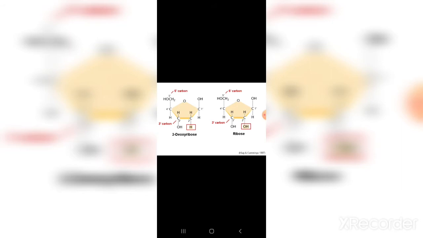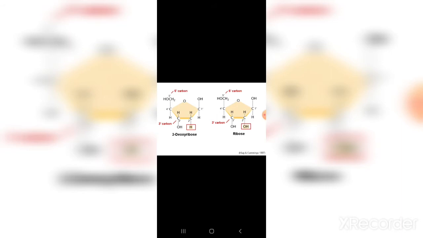So what is basically a DNA? It is a long polymer of deoxyribonucleotides. What is a polymer? A collection of single pieces, or a repetition of a single piece, is called a polymer, right? So what type of polymer? It is a polymer of deoxyribonucleotides, right?